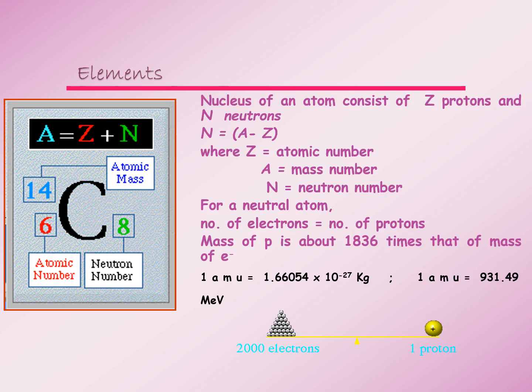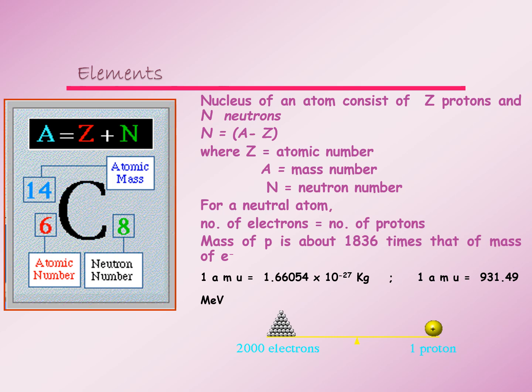Now, element. An element is a substance which is made up of a single type of atom. It cannot be broken into simpler components by chemical processes. Till date, there are 94 naturally occurring elements which have been discovered. Elements may be in the form of solid, liquid, or gas.